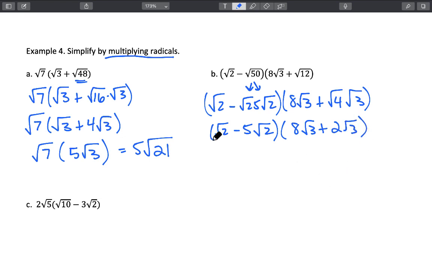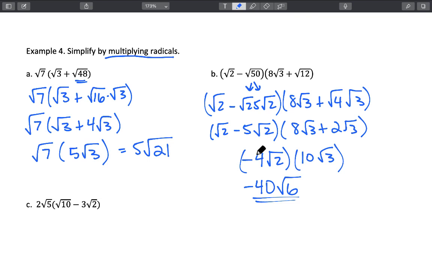All right, so let's simplify some things here. I've got 1 root 2 minus 5 root 2, those are like radicals, and that's going to result in negative 4 root 2, and then I'm going to multiply that to 8 root 3 plus 2 root 3, and that gives me 10 root 3. All right, so following just multiplication, I've got negative 4 times 10, which is negative 40, and then root 2 times root 3 results in root 6. So notice how you multiply those numbers out in front, those coefficients on those radicands, and then you multiply the numbers underneath the radicands to get your final result.